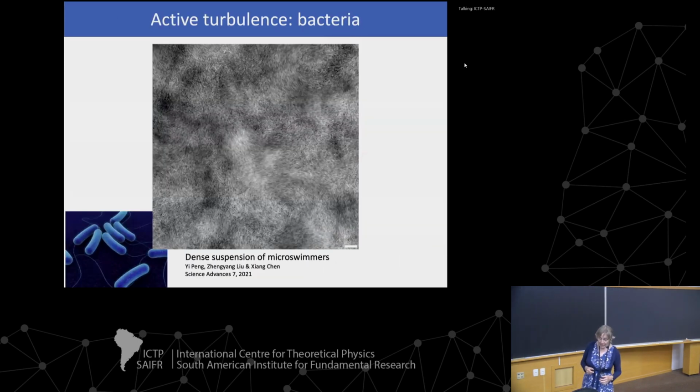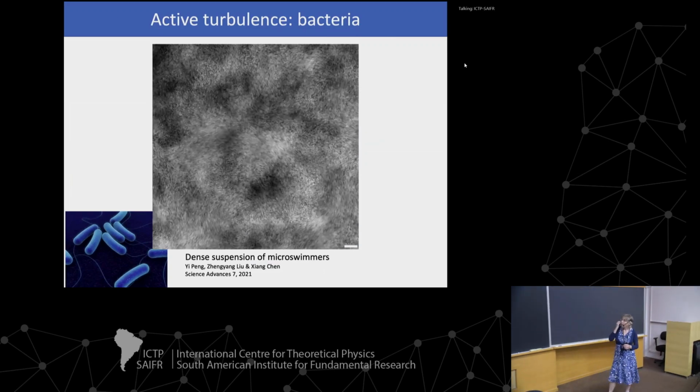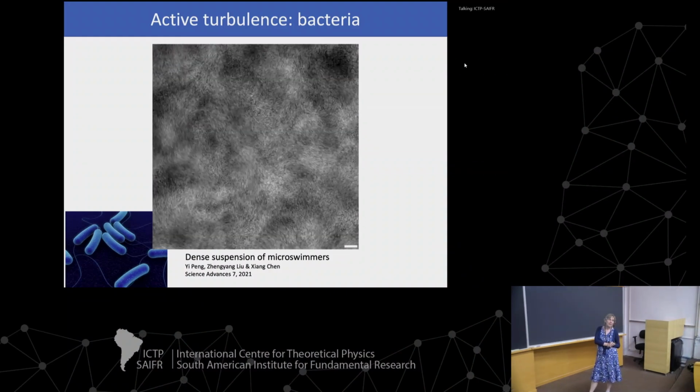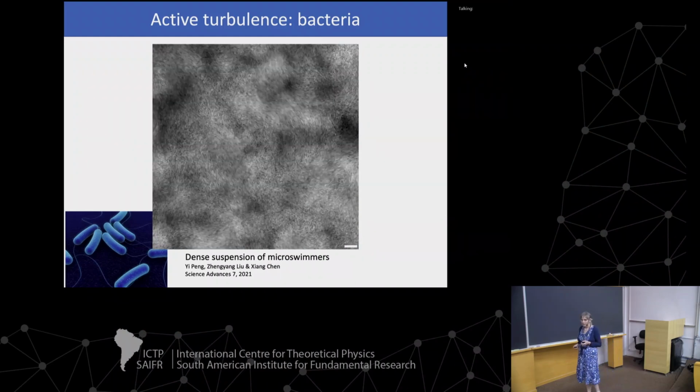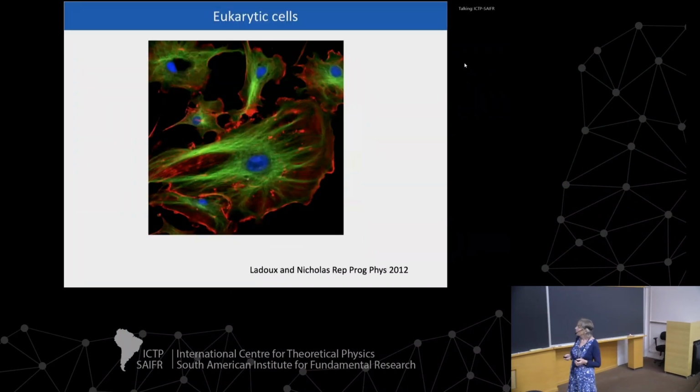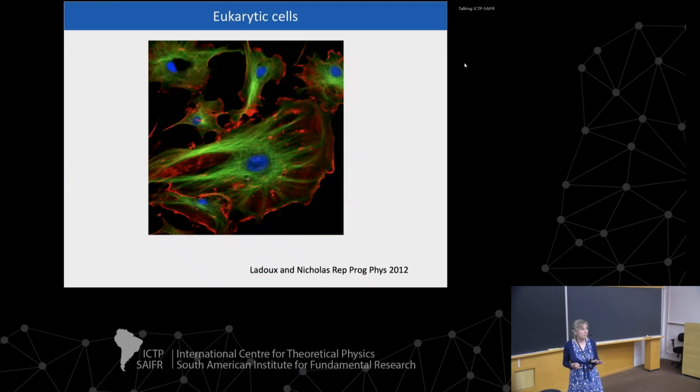Okay, so now if you put loads of bacteria together, this is in 3 dimensions. It's a dense suspension of microswimmers. And again, active turbulence. And then my final example, which we're going to come to in the last lecture, is epithelial cells. Right, so these are squishy cells. They're cells from human bodies, and they make up maybe about a quarter of the cells in your body. They're skin cells. They're the cells which line the lungs and the stomach.